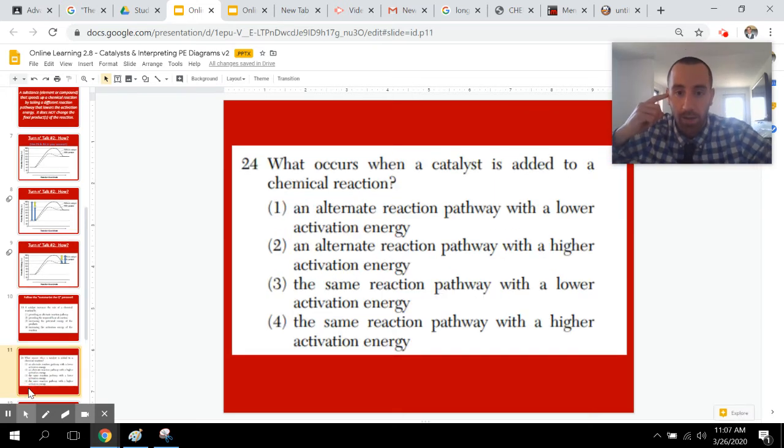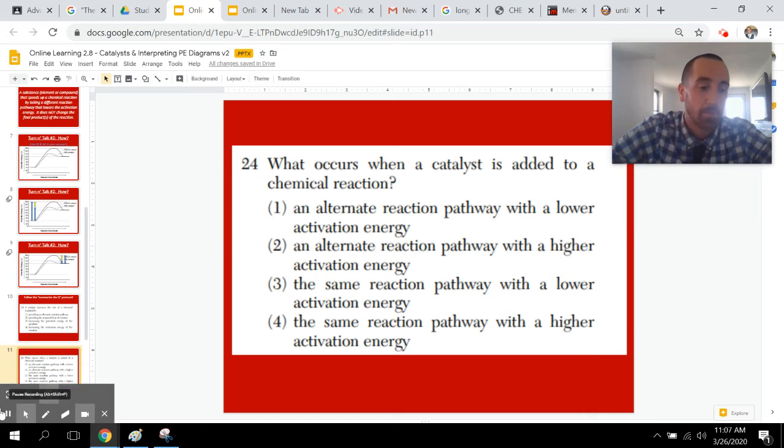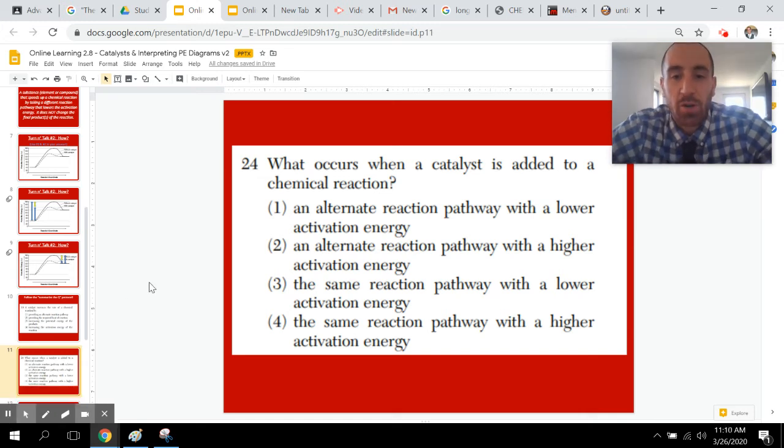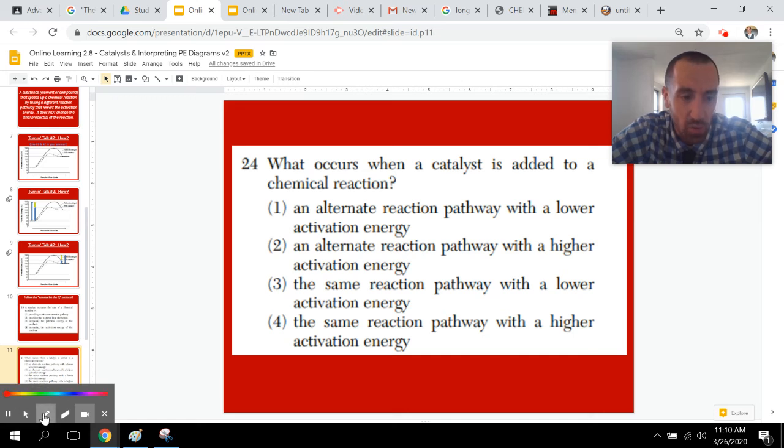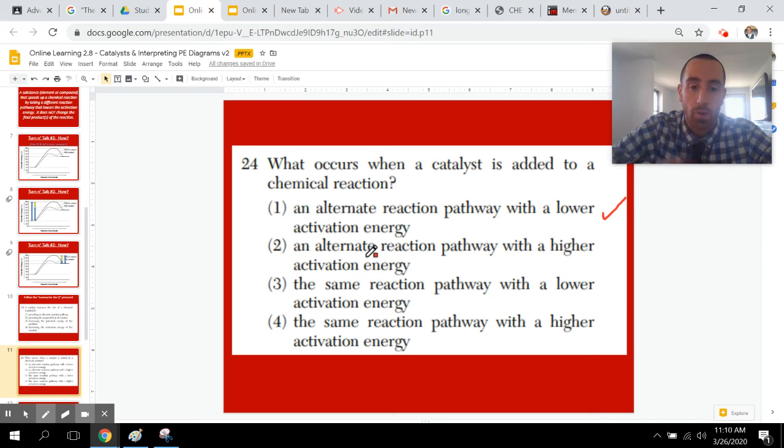Pause the video, think about it, look at your notes, see what you come up with. All right, so what occurs when a catalyst is added to a chemical reaction? Again, you should be thinking about, oh, it's asking about a catalyst. We're talking about a different reaction pathway and lowering the activation energy. So let's see which answer choice most reflects that. An alternate reaction pathway with a lower activation energy. Again, that sounds pretty darn good. An alternate reaction pathway with a higher activation energy. Remember, the catalyst lowers the activation energy, so we're going to steer clear of number 2.